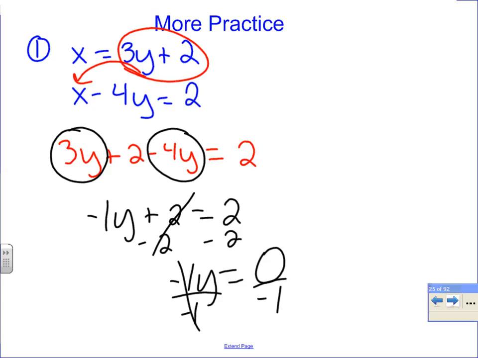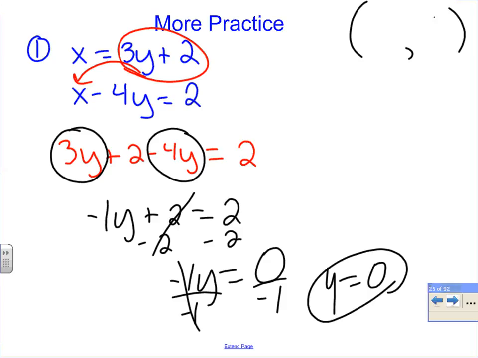0 divided by anything is 0. So you get y is 0. You immediately should take that and make an ordered pair. Put 0 in for y. How do we find x?